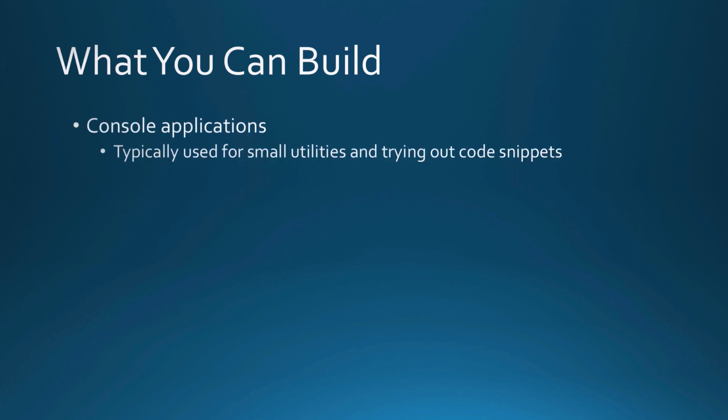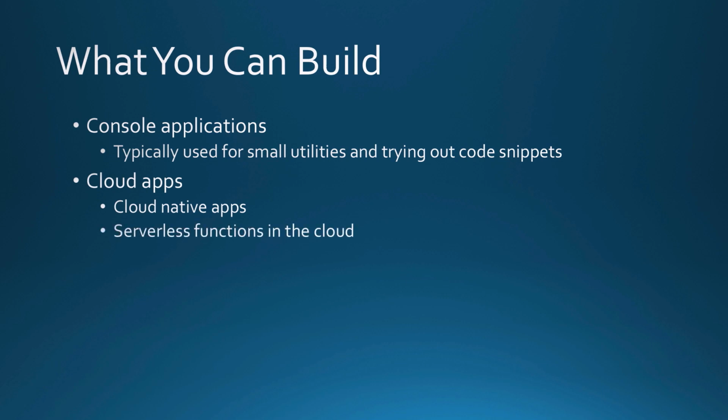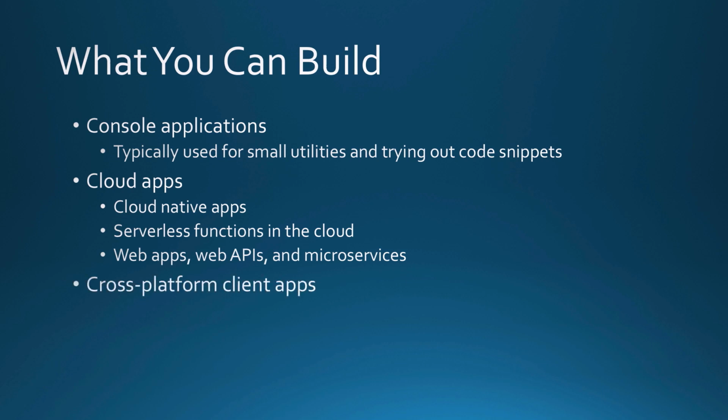So what can you build with .NET and C#? Well, you can build console applications, and these are typically used for small utilities or for trying out code snippets. You can build cloud apps. That includes cloud-native apps, serverless functions in the cloud, web apps, web APIs, and microservices. You can also build cross-platform client applications. That includes desktop apps, games, and mobile apps.